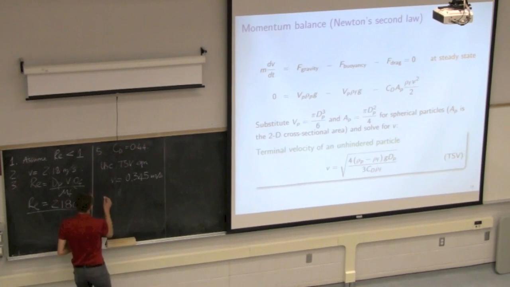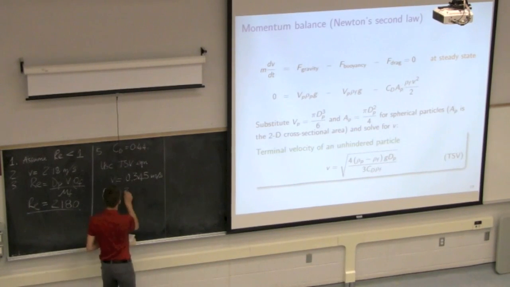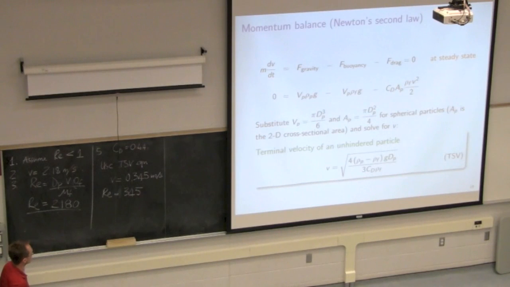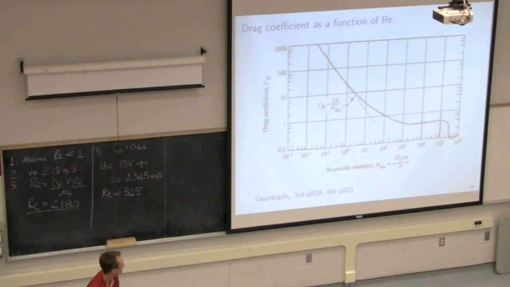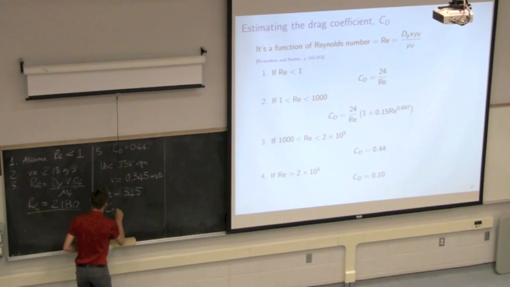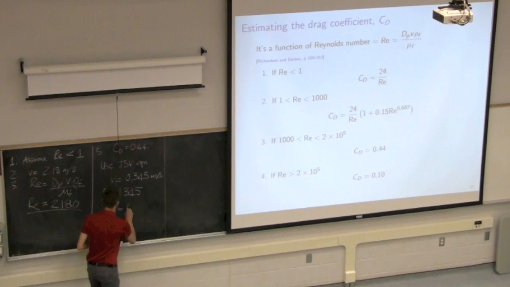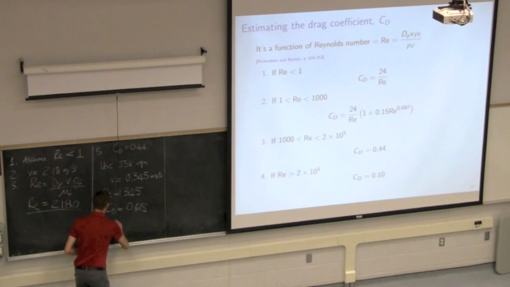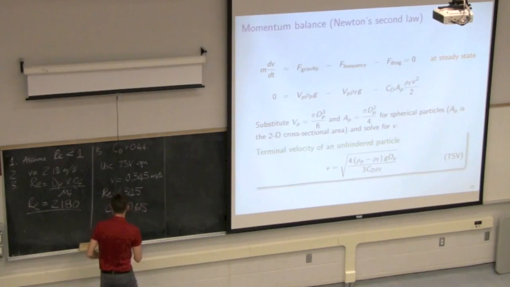So if I now use my revised estimate of the Reynolds number, so the next estimate for the Reynolds number based on that new velocity is 345. So I'm in this second region over here. So my revised CD value then comes out to be 0.65. So greater drag forces on that particle, and then the next velocity I calculate using the generic terminal settling velocity equation. So this is from TSV again, is equal to 0.28 meters per second.